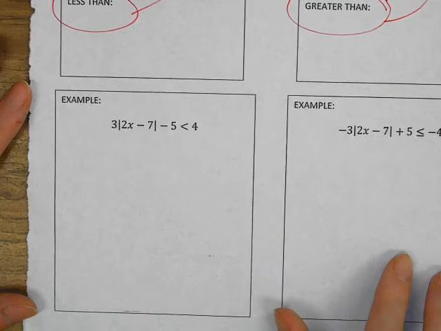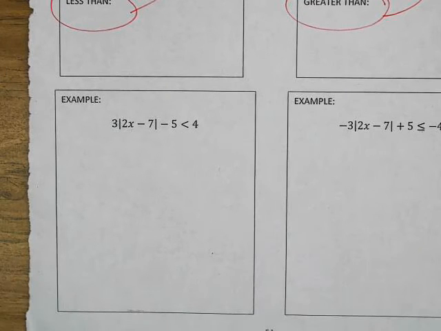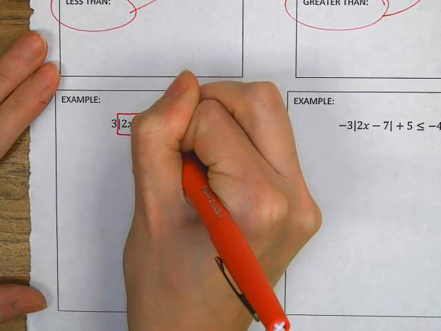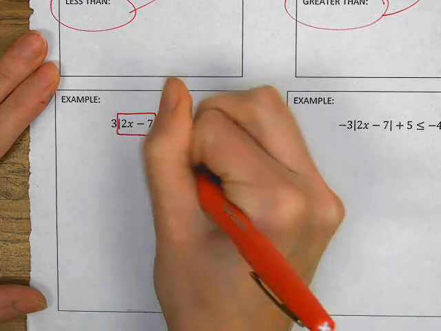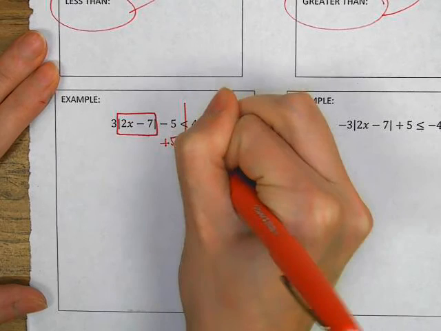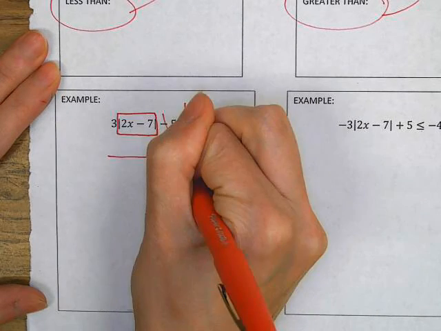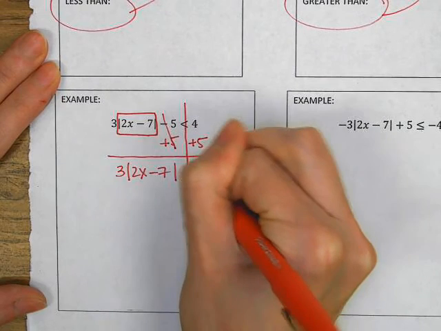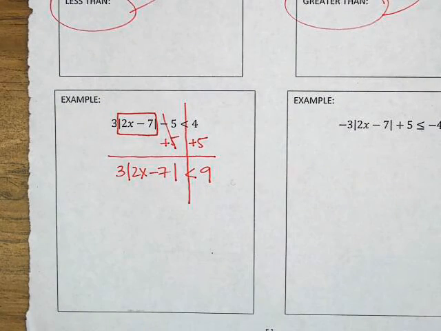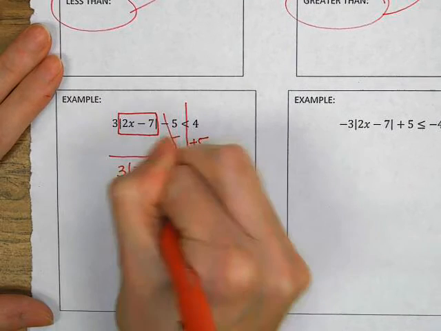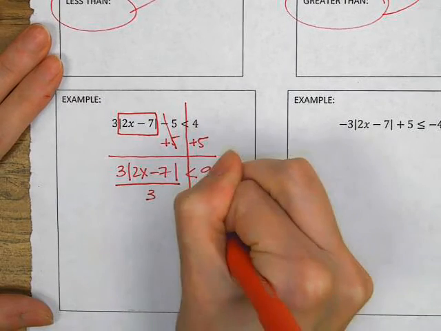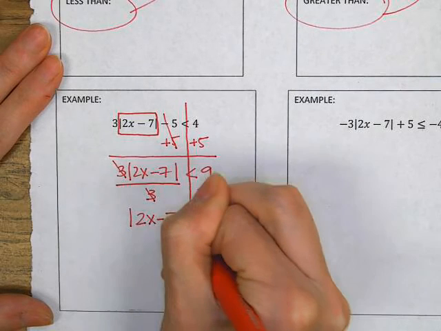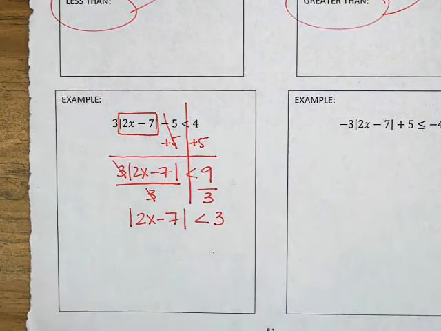Okay, so before you do anything, you have to isolate. Do you guys remember how we isolated? We got to get this alone. So draw the wall. You're going to add 5, and we get 3 absolute value of 2x minus 7 is less than 9. Well, we're not isolated yet. We got to divide by 3, and then we are. So we got absolute value 2x minus 7 is less than 3.